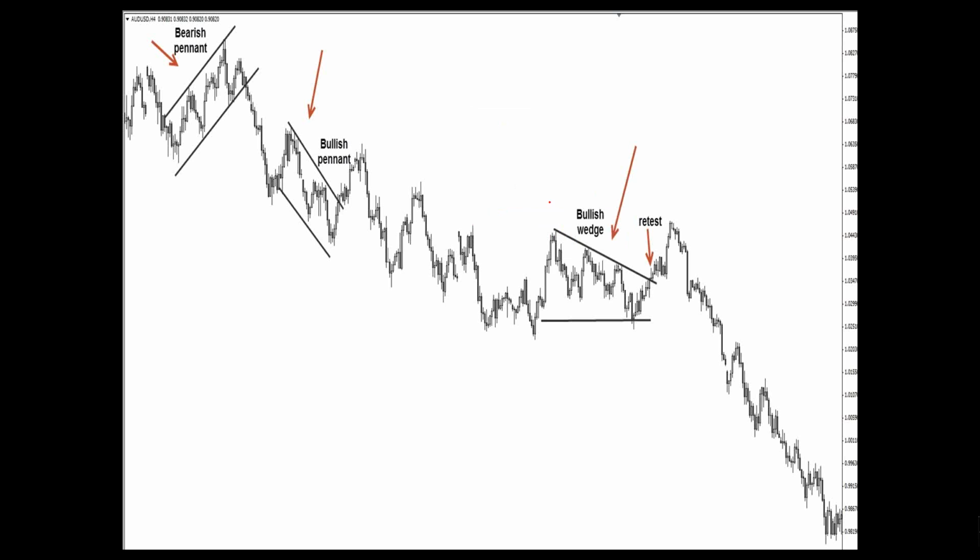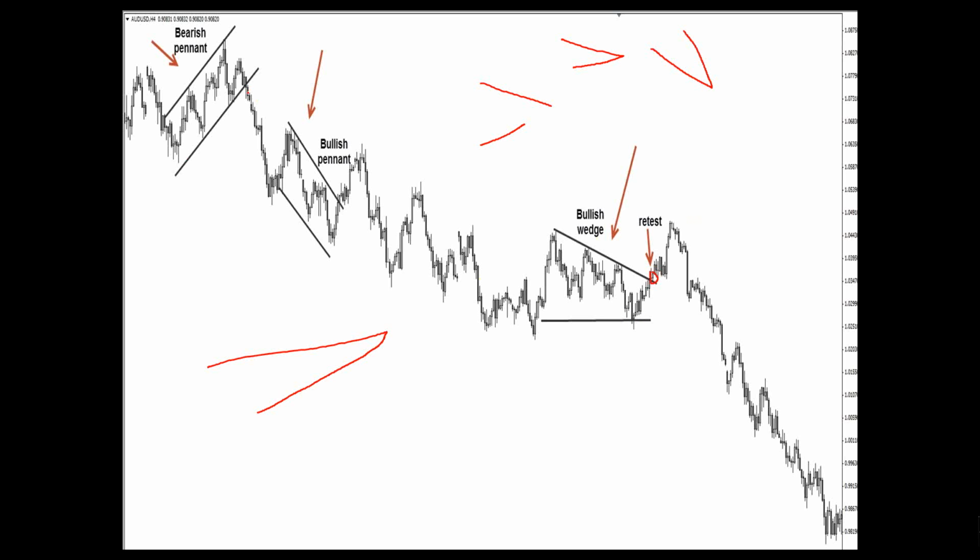Usually wedges look like this. So they are not triangles. Or they can look like this. They're very sharp. They can be sharp. Or they can look like this. But they also can look like this. You see? Wedge, and there is breakout, pullback, retest, and it went to the upside.